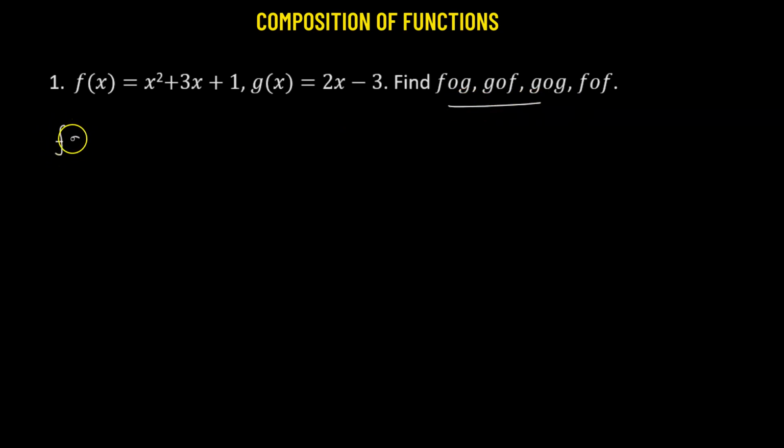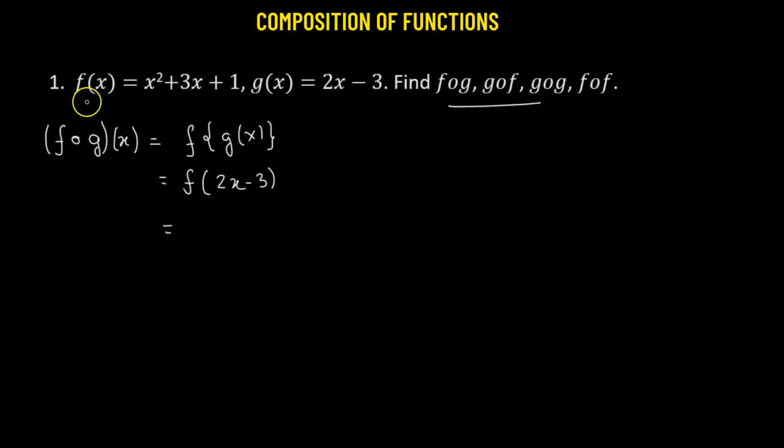So we have f of g. In order to find this value, we will consider f of g of x. Let's replace the value of g of x with 2x minus 3. So we have f of x given by x squared plus 3x plus 1. All we have to do is, in place of x, replace it with 2x minus 3. Everything else remains the same. The structure will remain the same.